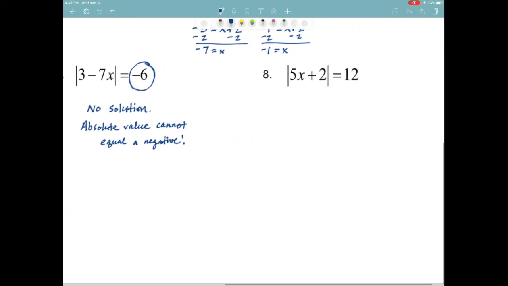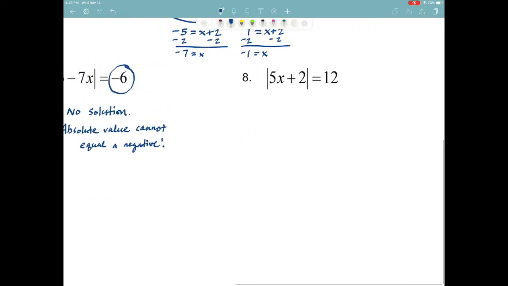All right, let's go on to the last one, number 8 here. If you want to pause the video and try to do this one yourself and check it, that might be a good idea. But you'll notice on this one, the absolute values are already isolated. There's nothing happening outside of the absolute value brackets on the left side of the equation. So that means here that what's inside either has to equal negative 12 or it has to end up equaling positive 12. Those are the only two values that have an absolute value equal to 12.